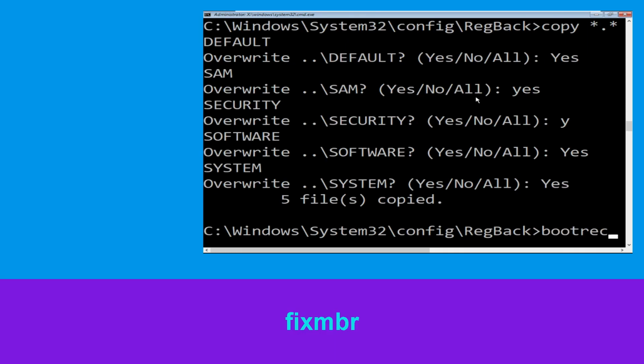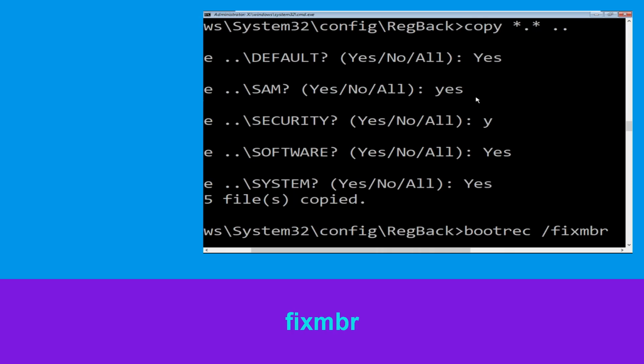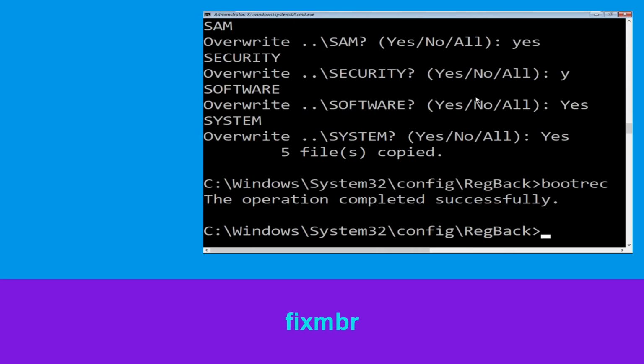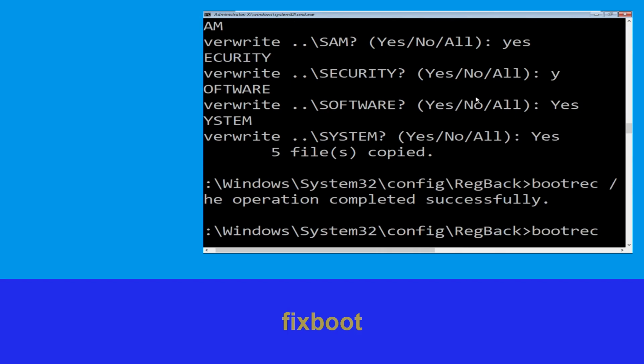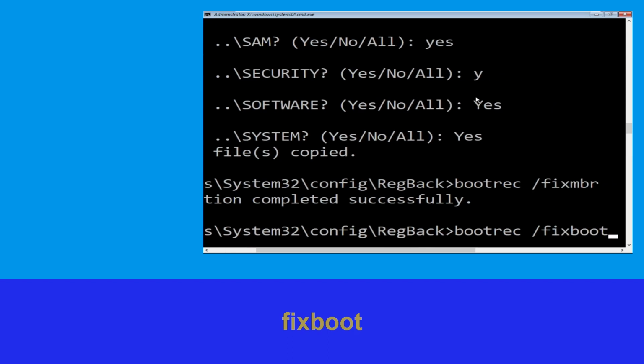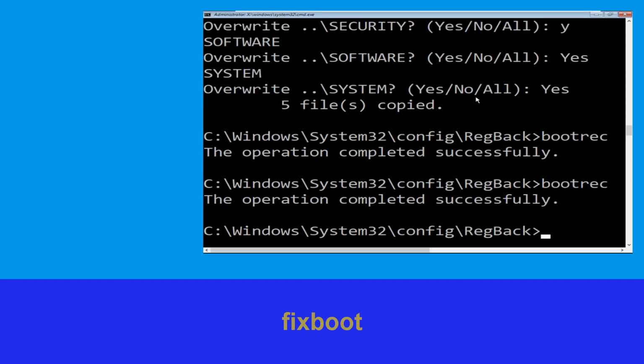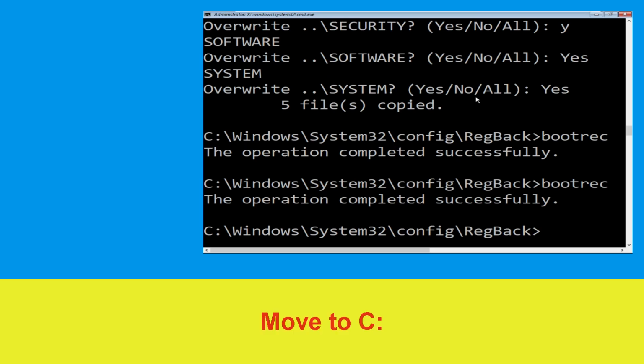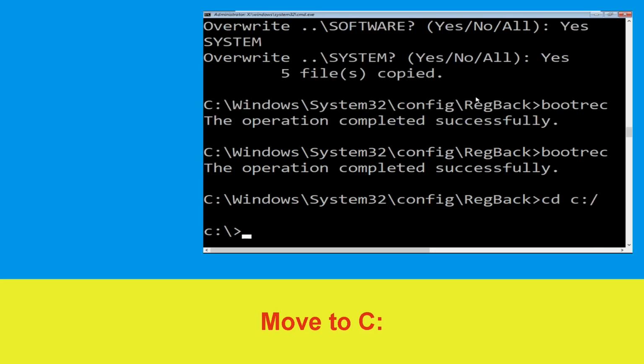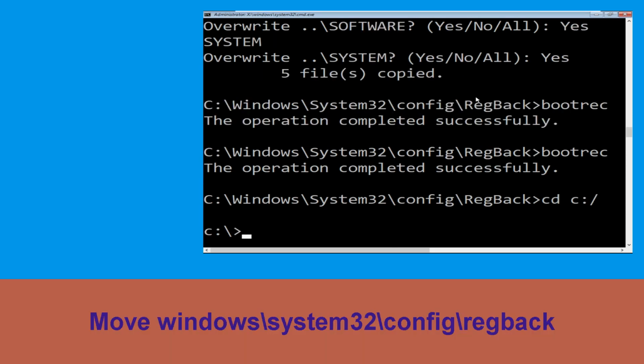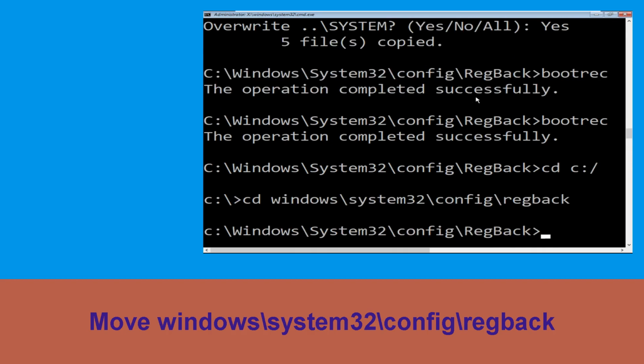Now execute this command. Type bootrec /fixmbr and simply hit enter. Now execute this command. Type in bootrec /fixboot and hit enter. Now execute this command: cd /c://. Let's execute this command. Type cd /windows/system32/config/regback. Then simply we need to hit enter to execute this command.